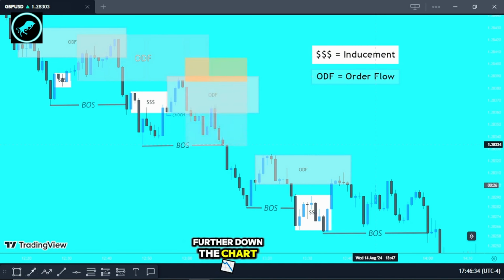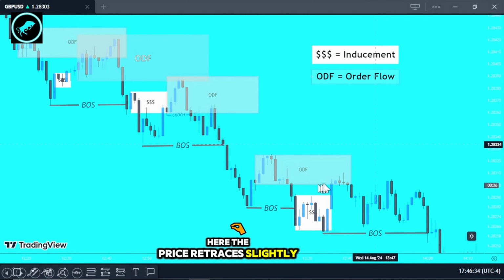Further down the chart, another bearish order flow zone is visible near a break of structure. Here, the price retraces slightly, touches the order flow zone, and continues its downtrend. This zone offers a better entry point than the order block alone and provides a higher reward to risk ratio. These setups are repeatable across various market conditions, making them a valuable addition to your trading toolkit.